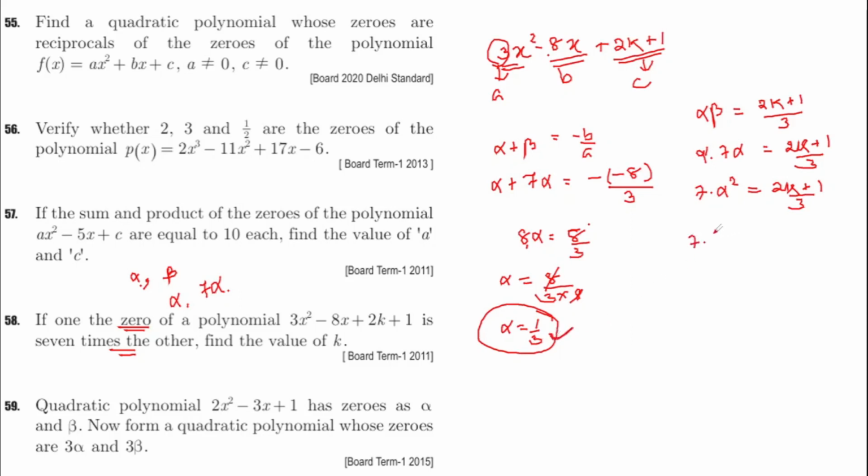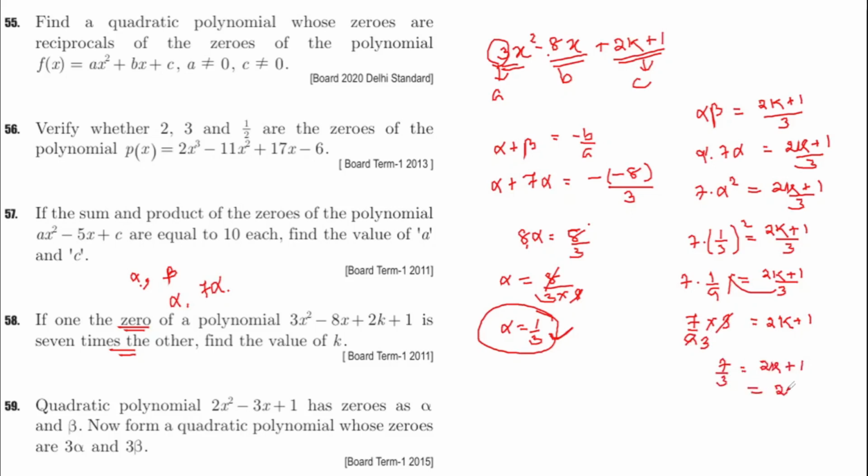Now the value of alpha is already found to be 1 by 3. So this will be 7 into 1 by 3 whole square, and that will give you 2k plus 1 by 3. Now if you solve this, you will get 7 into 1 by 9, and that is 2k plus 1 by 3. Okay. Now if you simplify this, let's move this 3 to the left hand side. So this is 7 by 9, and now this 3 will go to the left hand side and get multiplied, and this will be 2k plus 1. Now 3 will get cancelled with 3 and you will have 7 by 3, and this is 2k plus 1. Now 2k will be equal to 7 by 3 minus 1.